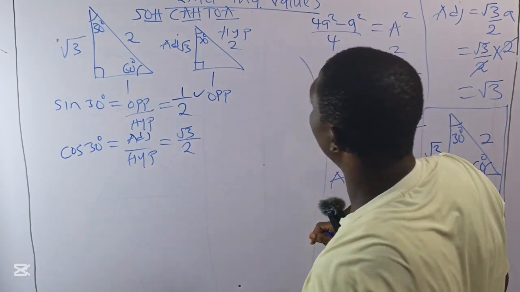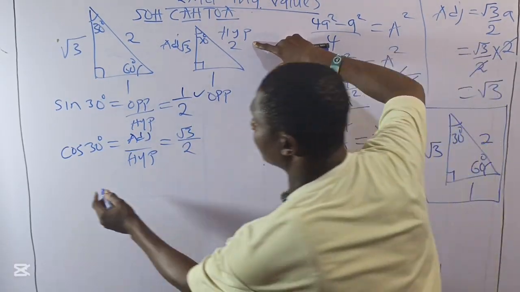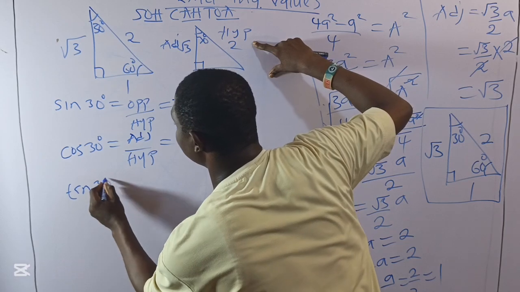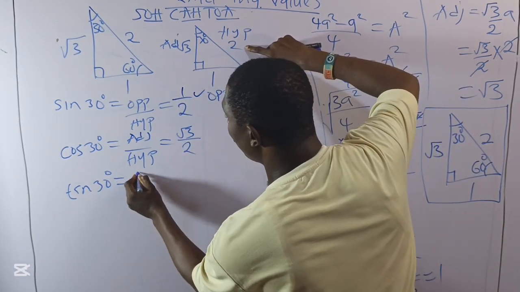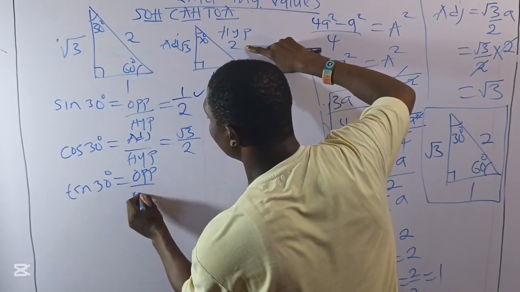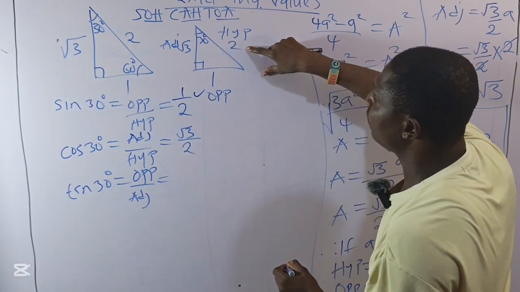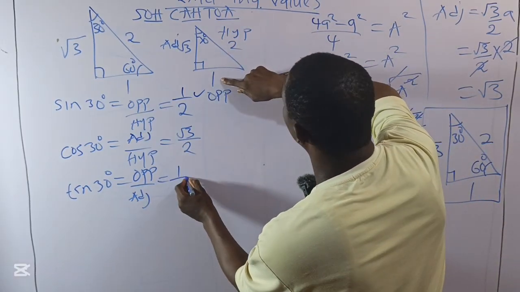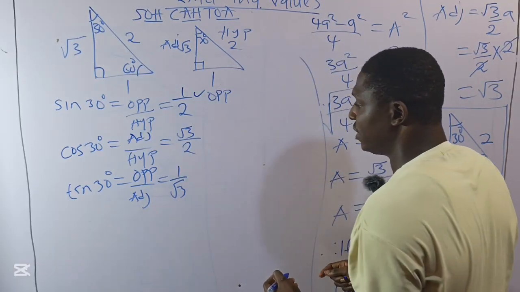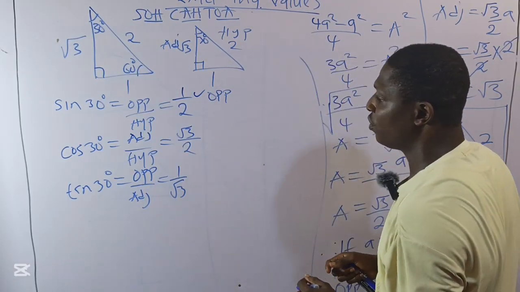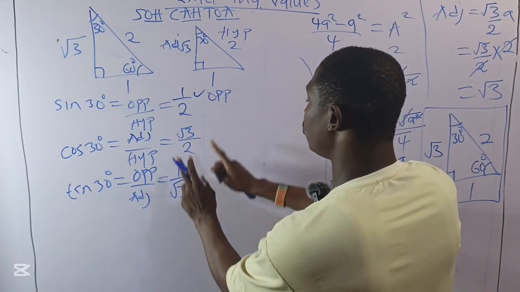And for tan 30 degrees, tan is opposite over adjacent. For opposite, I have 1, and adjacent is root 3. This is 1 over root 3.